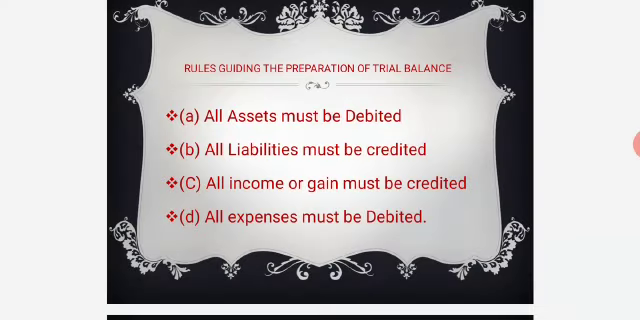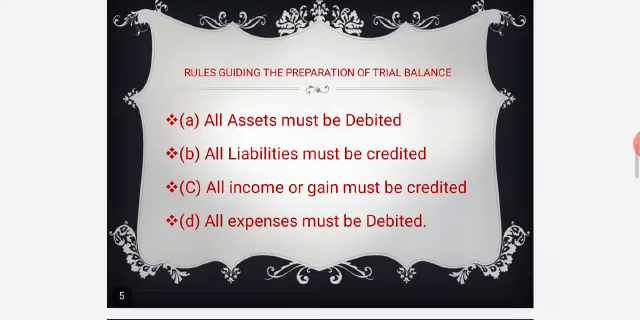They are not the property of the owner of the business. It is different from the personal property of the businessman. But these are items that belong to the business. They are to be debited in the trial balance.